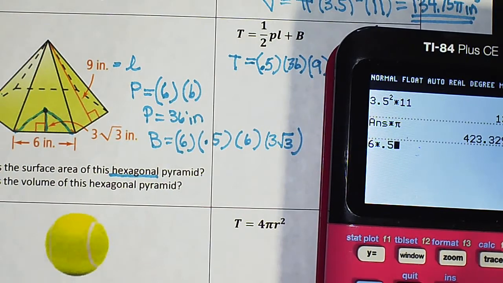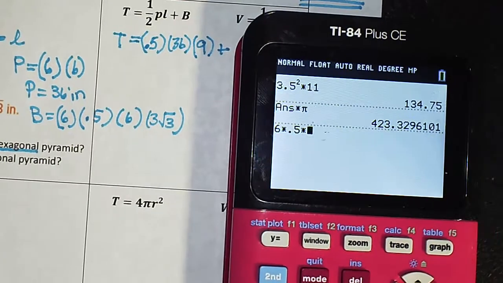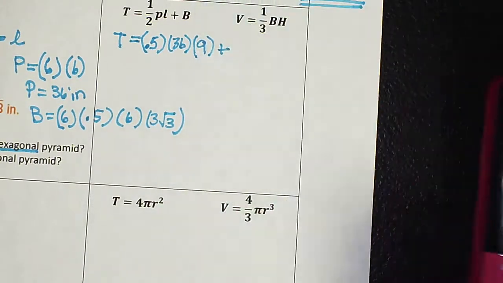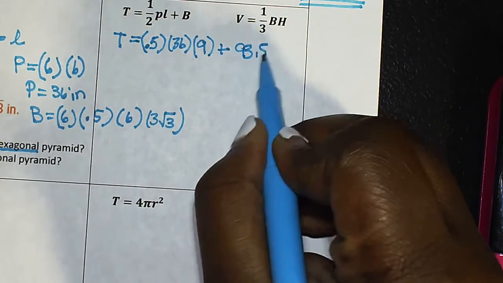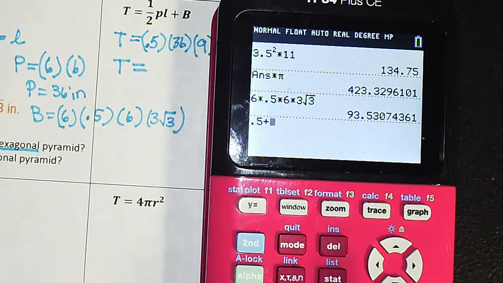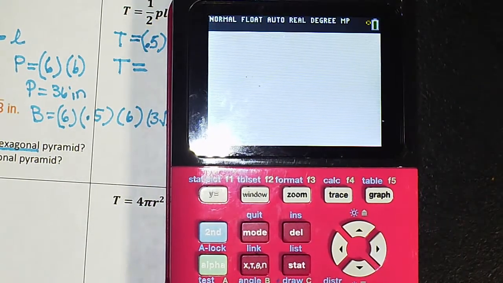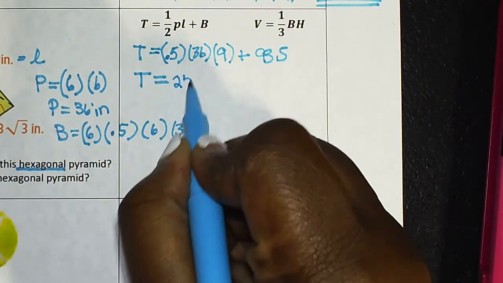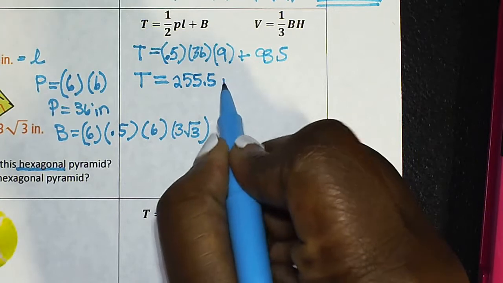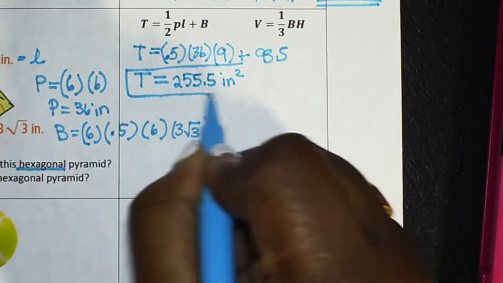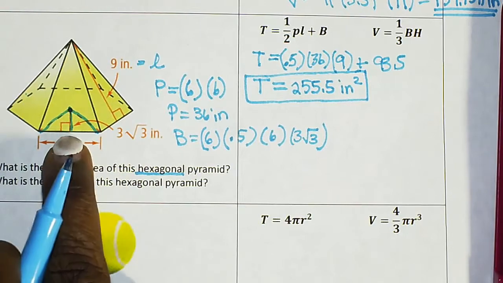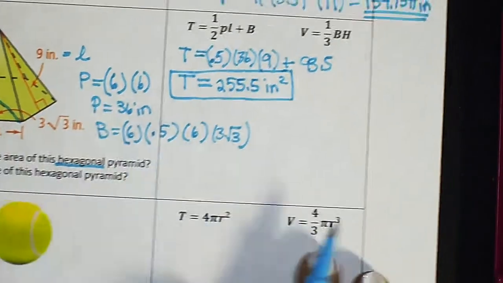Times 0.5 times 6 times 3 square root of 3. That's 93.5. So my total surface area is 0.5 times 36 times 9 plus 93.5. That's 255.5. And that's inches squared. That's my total surface area. So remember, I have 6 of these triangles on the base, so that's why I multiplied by 6.